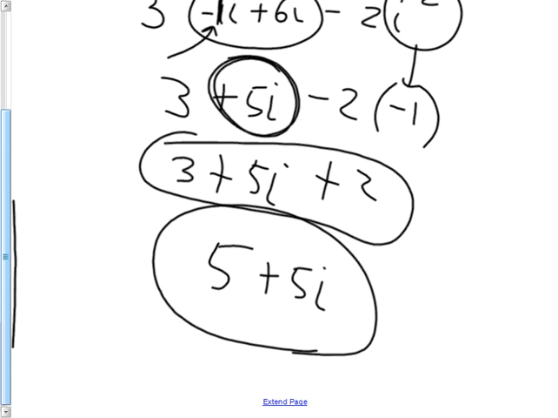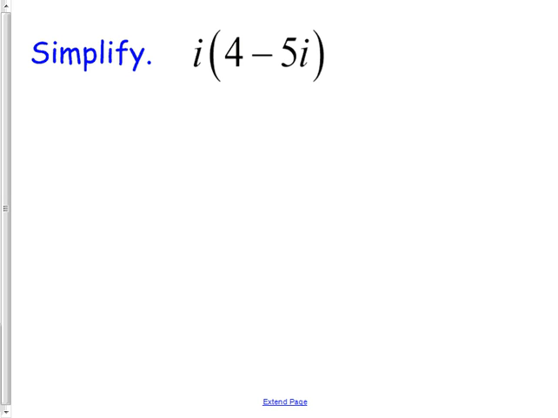All right, let's move on to another one that's very similar to it. Just multiply this puppy out. It should take you like 10 seconds, and you'll see an i squared, and you'll know what to do with it.